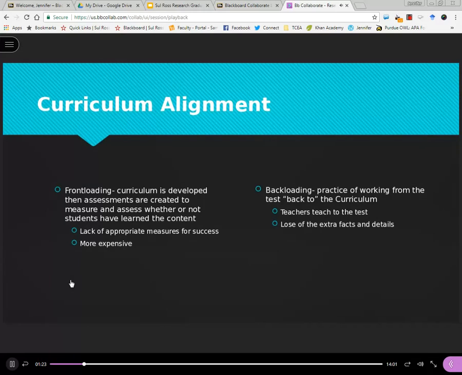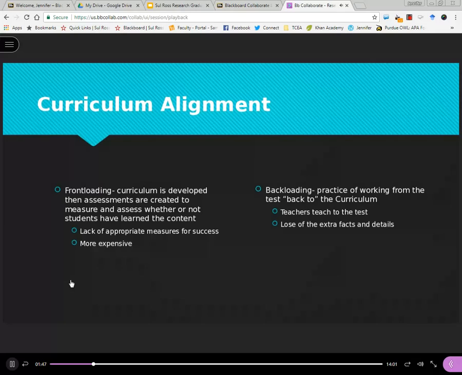While backloading, it's the practice of working from the test back to the curriculum. So the bad thing about backloading is that teachers teach the test. It's that old saying, every teacher is teaching to that STAAR test, that EOC, and the students are really losing that extra fact and details by backloading.